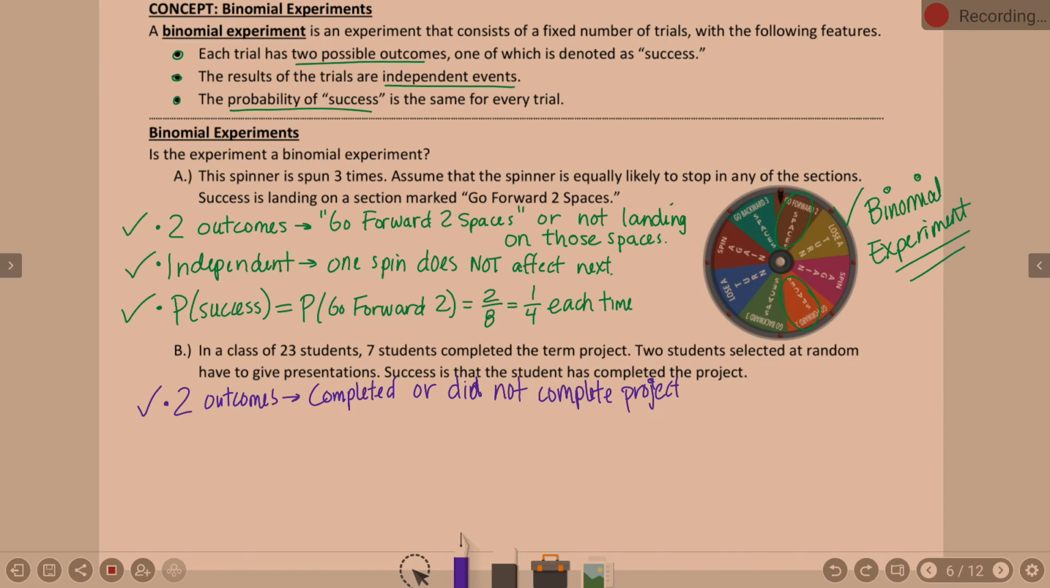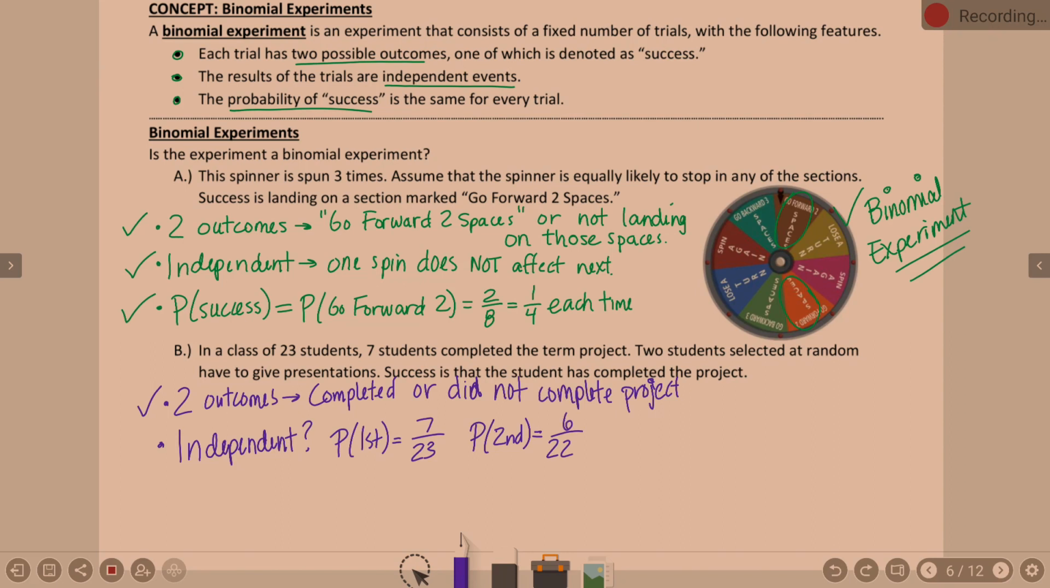Now, the results of the trials are independent events. They're not independent. Well, what's the probability that the first person has completed the project? 7 out of 23: there are 7 students that have completed it out of 23 students being picked. Now, what's the key here? You just picked one person to present their project. Are they still in this pool when we draw the second person? No. Now we're only picking from 22, and if we're assuming they've completed their project, 6.